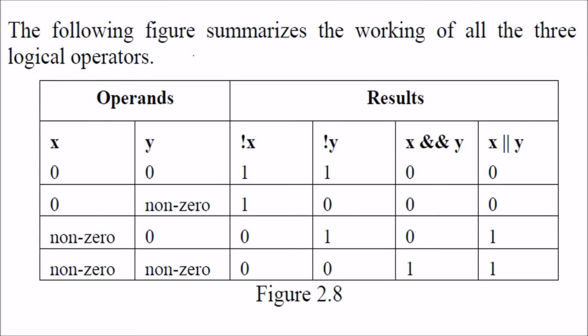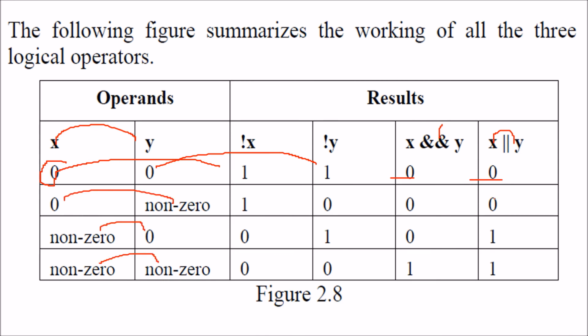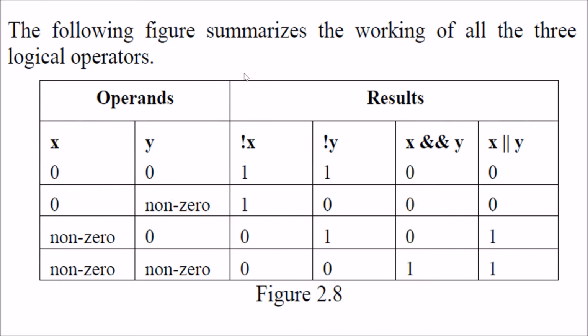This summarizes the working of the logical operators. This is x, y, this is not x: 0 becomes 1; y, not y: 0 becomes 1. With or, when x and y are both 0, it will always give you 0. But if any of these is non-zero, x or y will always give you 1. With and, if any of them is 0, then x and y will give you 0. But when both are non-zero, it will give you 1.